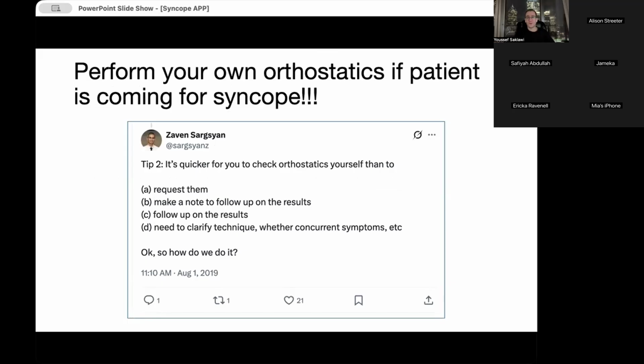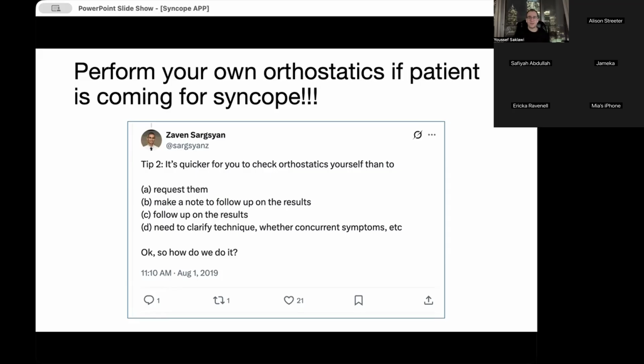So this is the golden rule. If your patient is here for orthostatic hypotension or syncope, you should be doing your own orthostatics. I love this tweet from one of the hospitalists in Houston. He says it's quicker for you to check your orthostatics than to request it, make a note to follow up on the results, open the chart later to see if it's done, then message the nurse to ask if they did it. And you don't know if the technique was done, how long they waited, or whether the patient had symptoms. So golden rule, always do your own orthostatics, especially if that's the chief complaint.